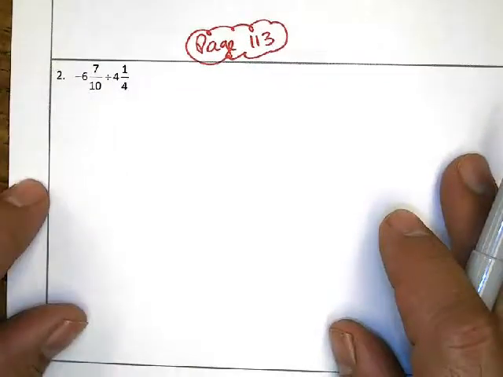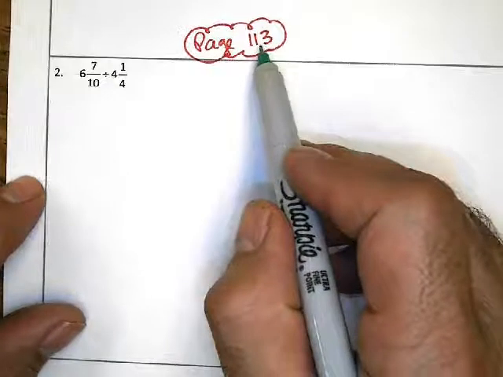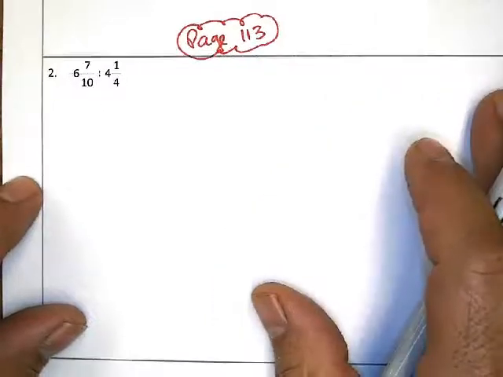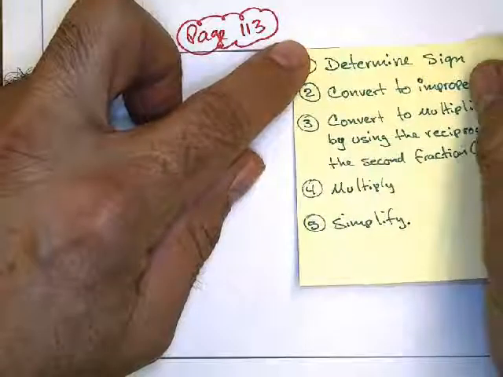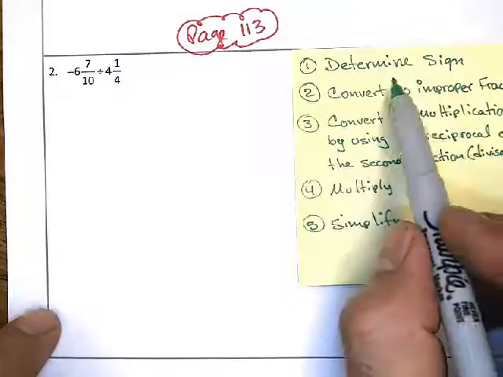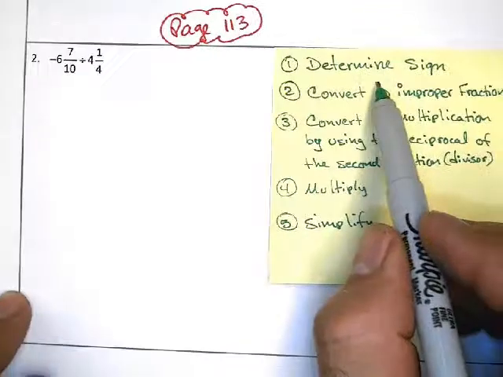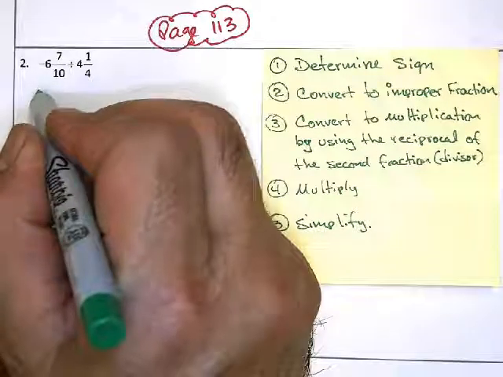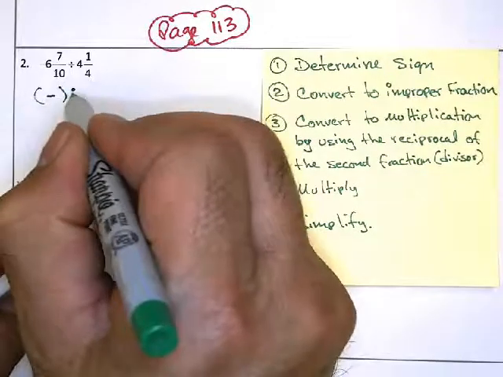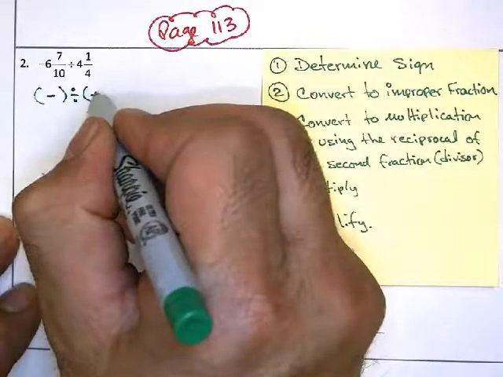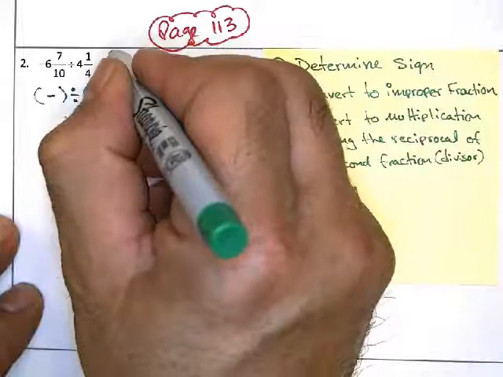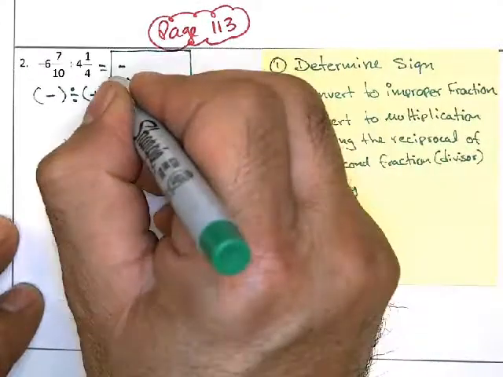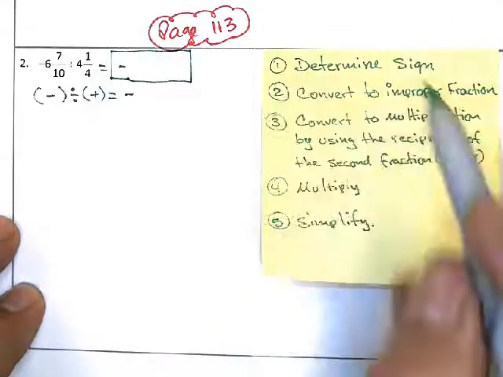On problem number 2 on page 113, so go ahead and take notes on this problem. So I already wrote my steps to speed up the video. So here it is. The first thing I have to do, I have to determine my signs. So I have a negative number being divided by a positive number. So that means that my answer is going to be negative. So whatever answer I get is going to be a negative answer. Okay, so I'm done with step number 1.